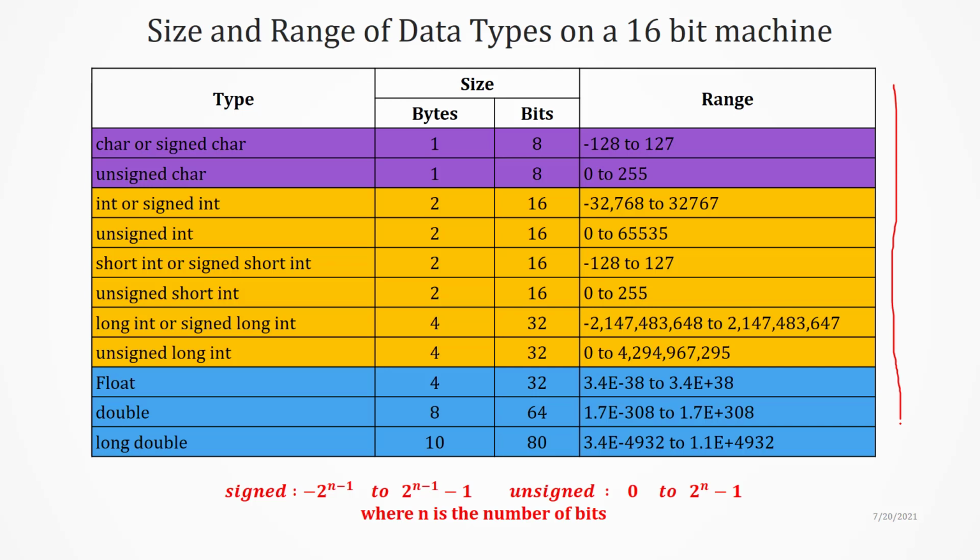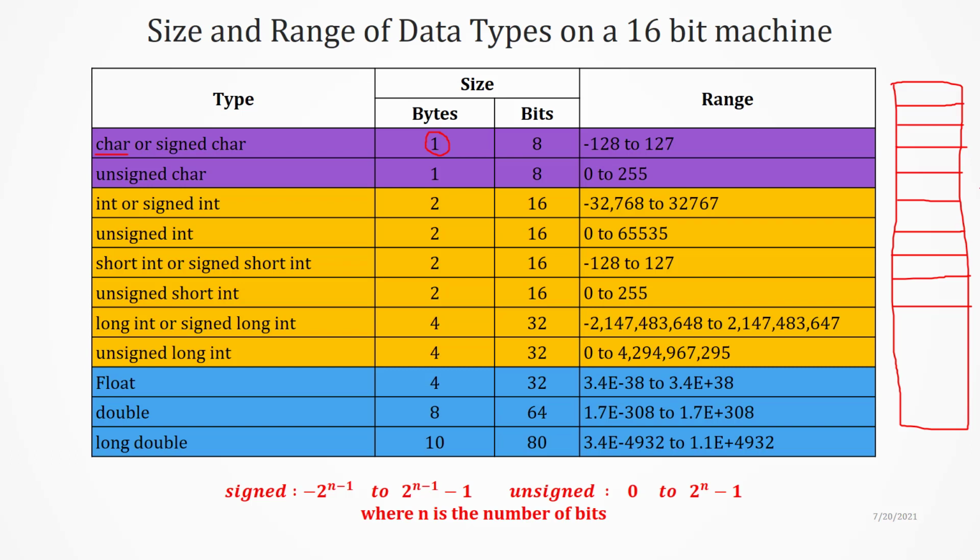We already studied the structure of RAM. RAM is divided into bytes. How many bits will be there in 1 byte? Please respond. 8 bits, okay. So suppose I want to store a character data. How many bytes are required to store a character data? From the table it is clear that we need 1 byte.